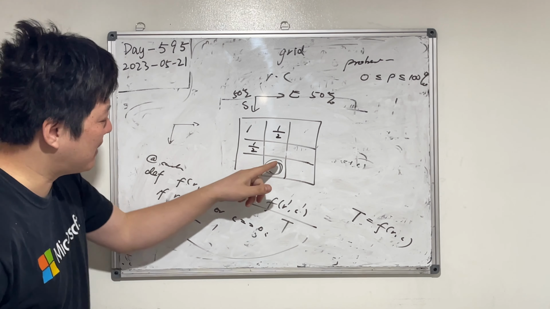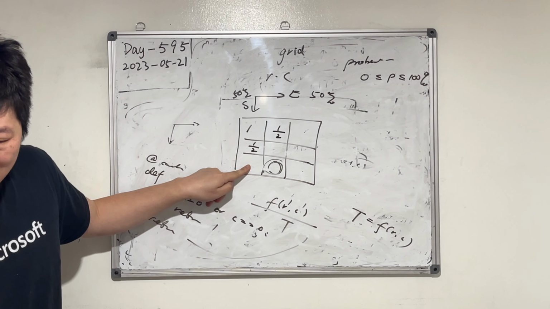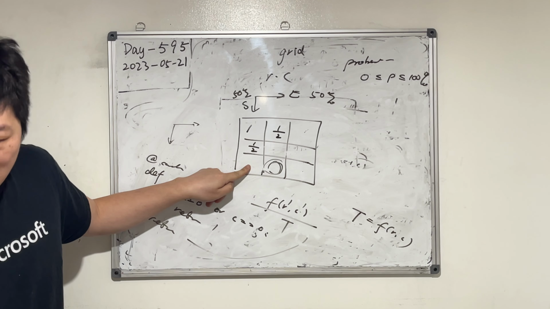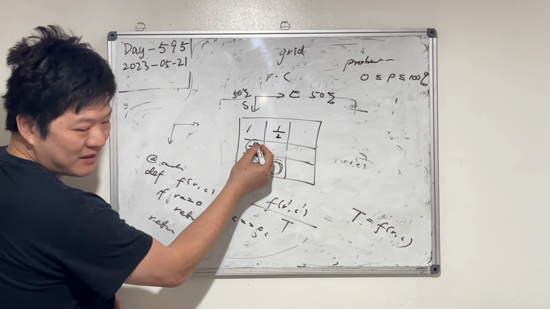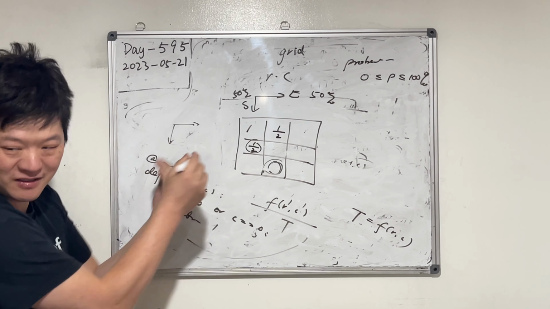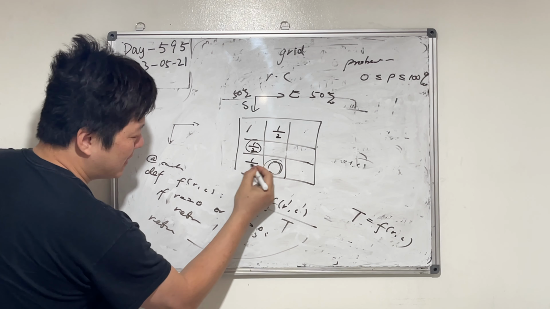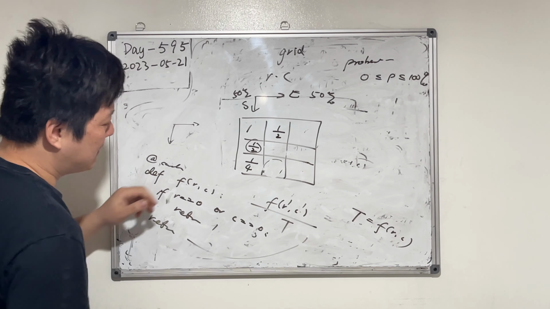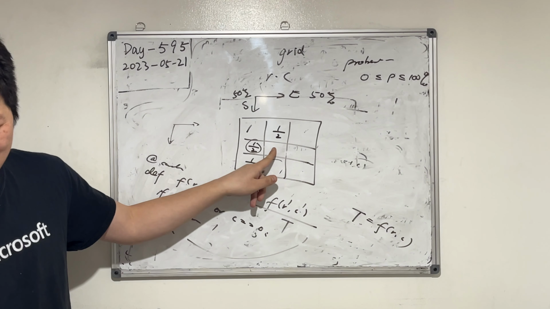What's the probability of here? Is it like 25%? A quarter? A quarter. Well done. Right? Because this times 50% every time, split into 2. So it's a quarter, okay? So what's the probability of this one? Half.